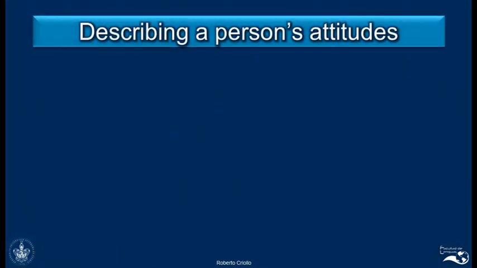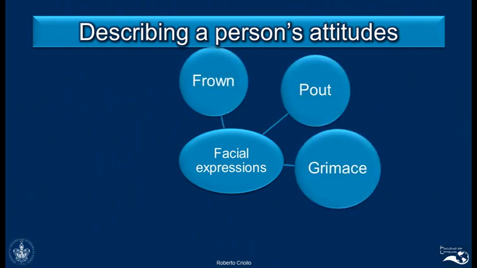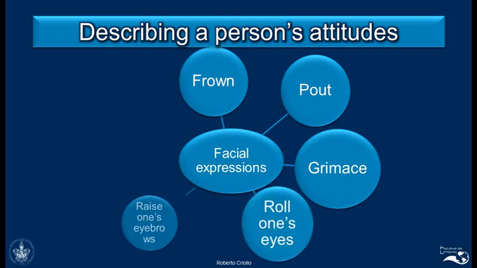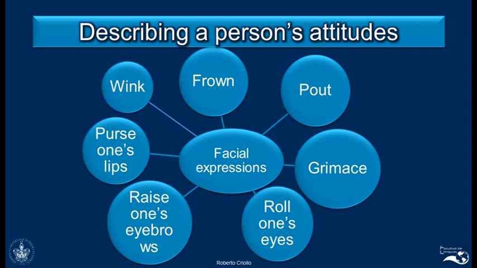If we're asked to describe a person's attitudes by describing the facial expressions, we will need vocabulary such as frown, pout, grimace, roll one's eyes, raise one's eyebrows, purse one's lips, or even wink. All of these will be hyponyms of the general word or concept that is facial expressions.